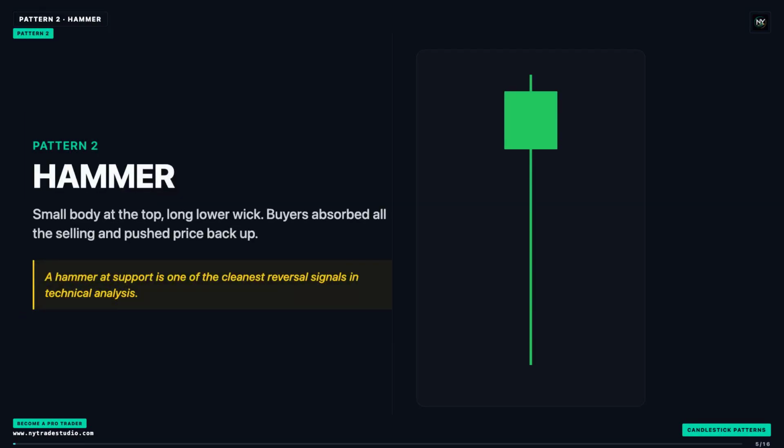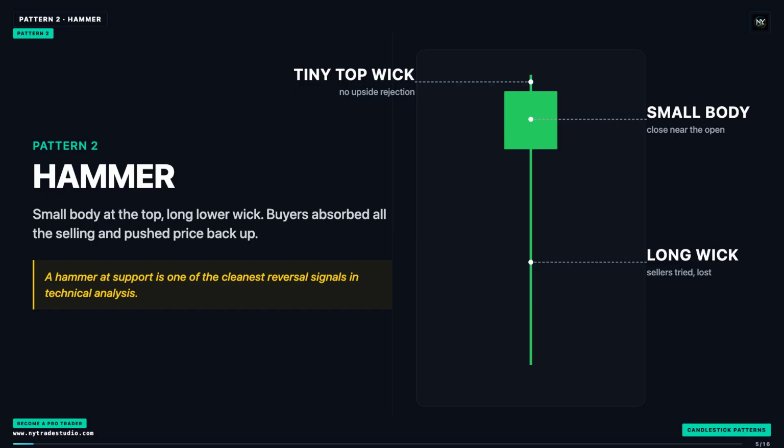The hammer is one of the cleanest reversal patterns in technical analysis. Small body near the top of the candle. The close lands right near the open, sometimes slightly above. Tiny upper wick. Almost no buyers got rejected on the upside. Long lower wick, and this is the key. The wick should be at least twice the size of the body. The story: sellers pushed price way down during the session, but by the close, buyers absorbed all that selling and drove the price right back up. The lower wick is the proof.